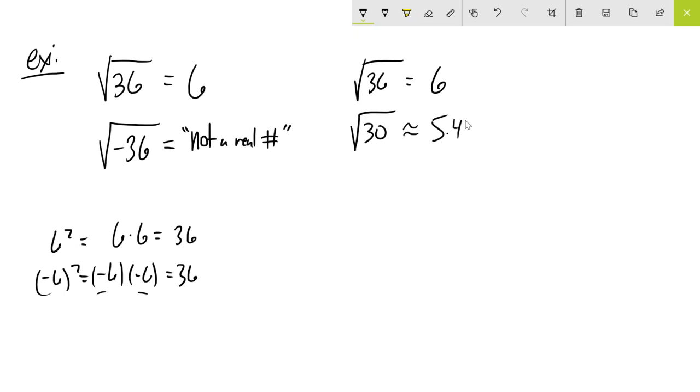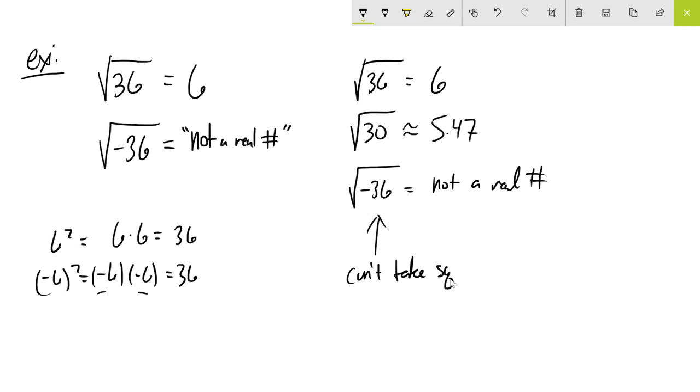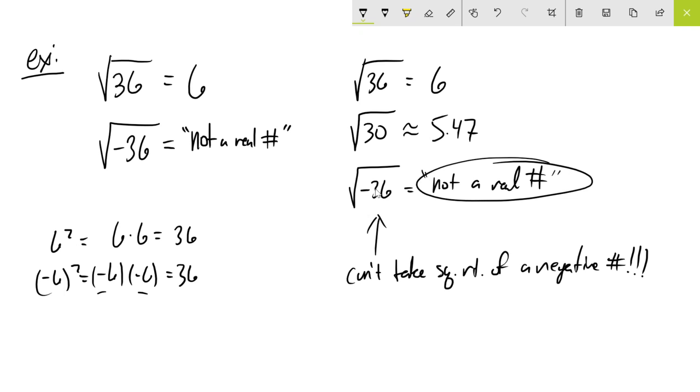We can approximate it. But if you get into the square root of negative numbers, you can't take the square root of a negative number, okay? It's like a big no-no. It's like dividing by 0. You can't divide by 0, and you can't take the square root of negative numbers. If you ever see that, then this is not a real number. That's what you would say.